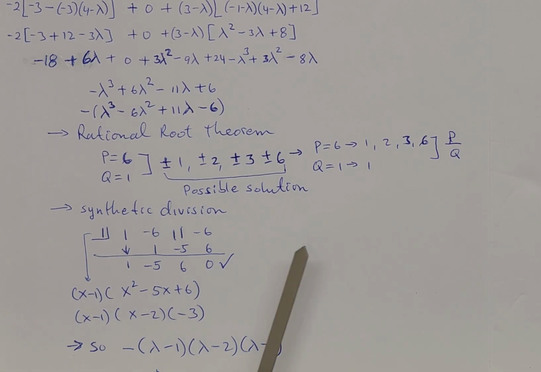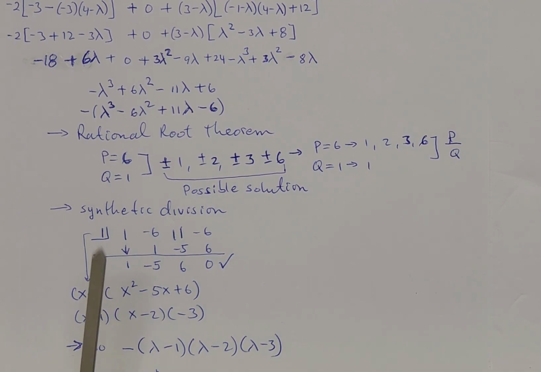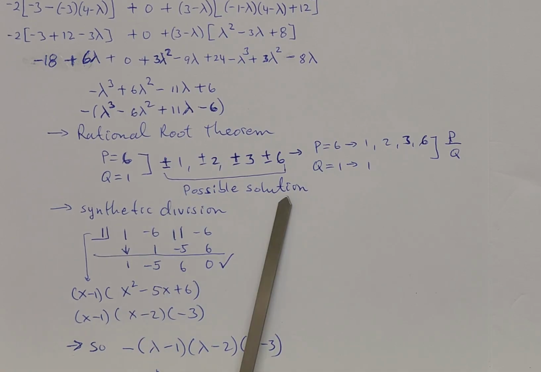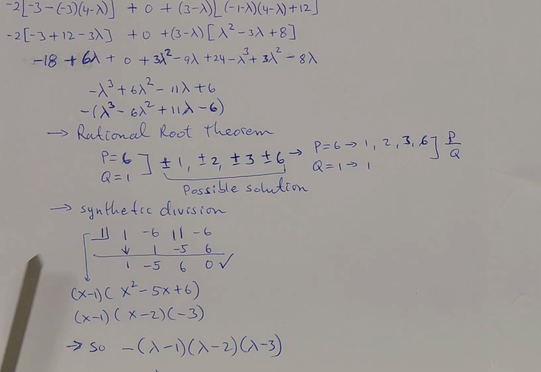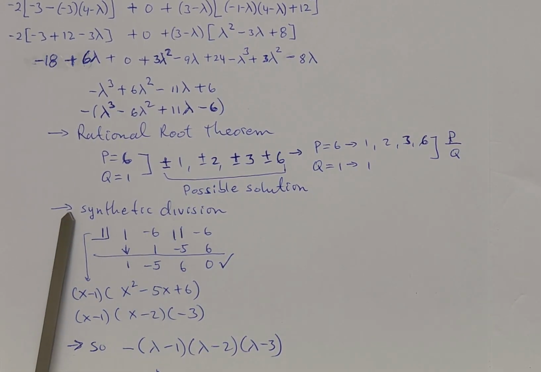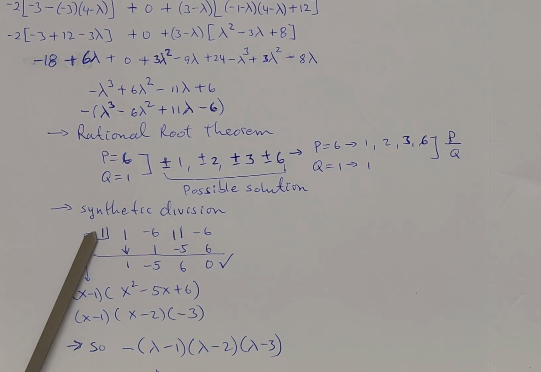Now I'm going to go a little bit faster because we don't have enough time and there's not enough space to do all of this. So I'm just going to jump to the solution so it makes it a little bit faster. All of this right here is the possible solutions, but we don't know which one is the solution. So for the sake of time, I'm going to use positive 1, by synthetic division. I hope you remember synthetic division.